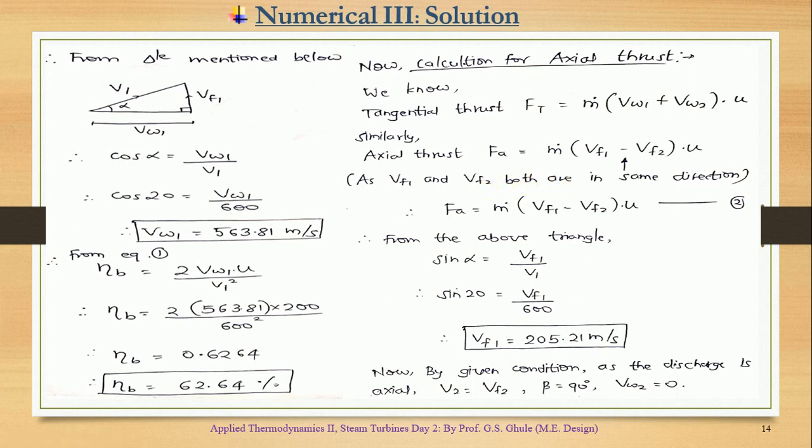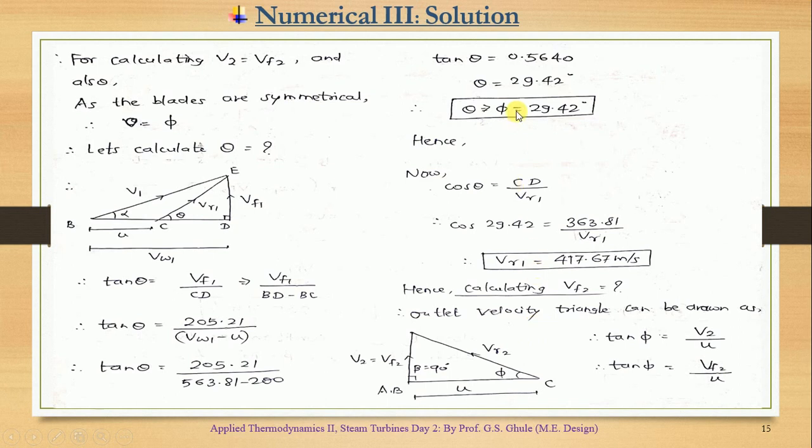Now here, if you can see, if we simplify this by applying the formula for sine alpha from this particular triangle, we will get the value for Vf1, as alpha is 20 degrees and V1 is given. So we will get the value for Vf1, which is over here. Now we need to calculate the value for the next case, which is nothing but phi.